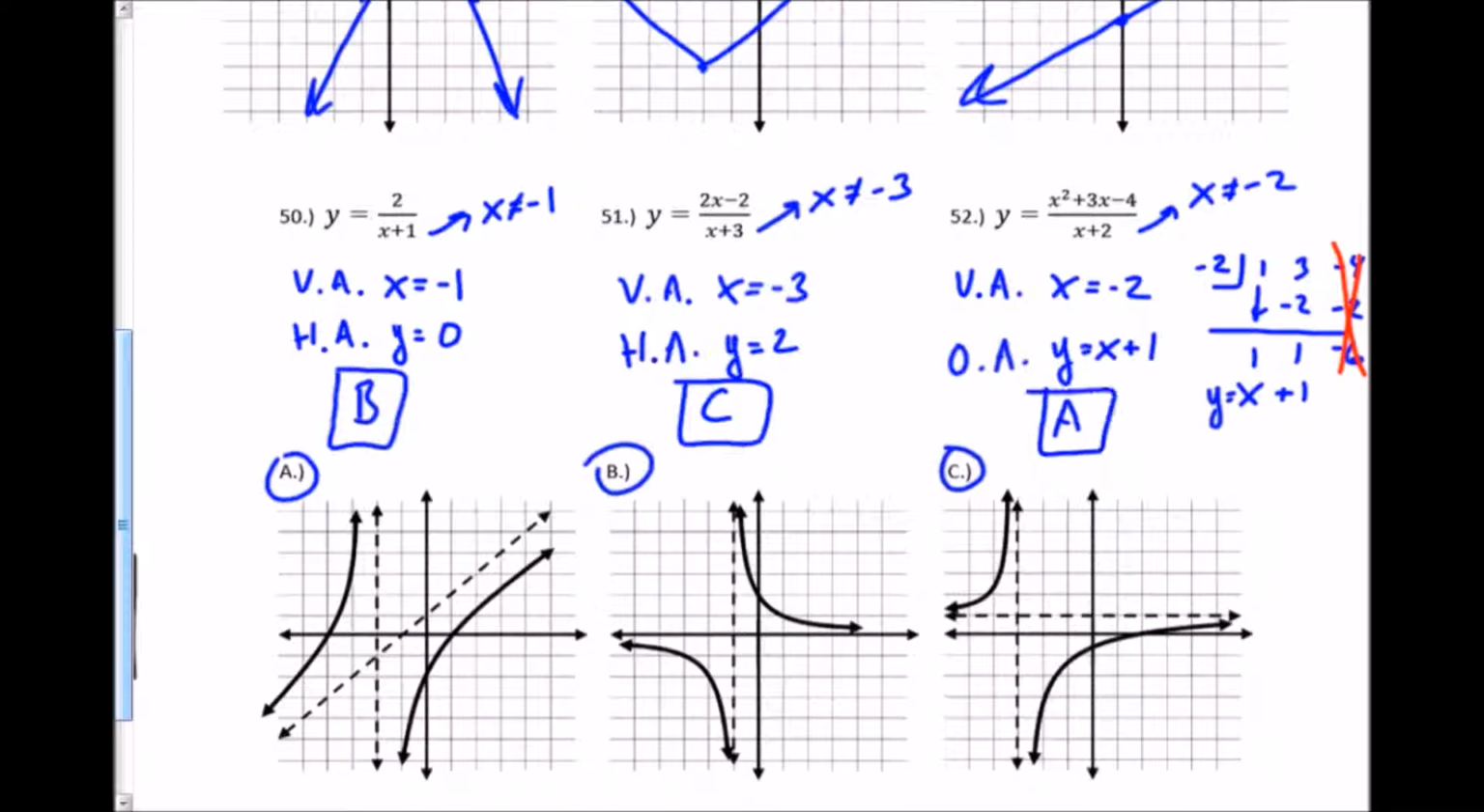Okay, so be aware of how you find the vertical asymptotes, horizontal asymptotes, oblique asymptotes, and then just use some extra values to narrow this thing down.